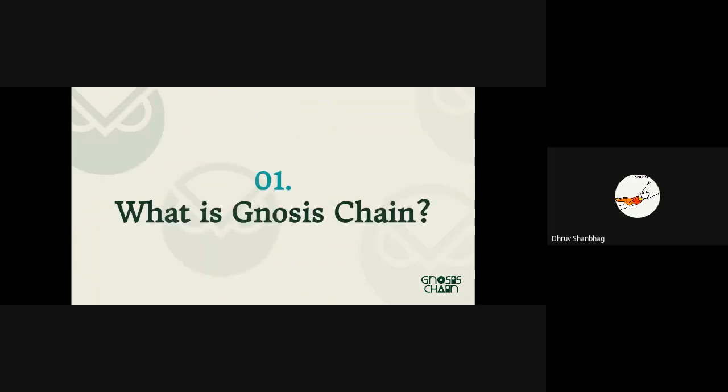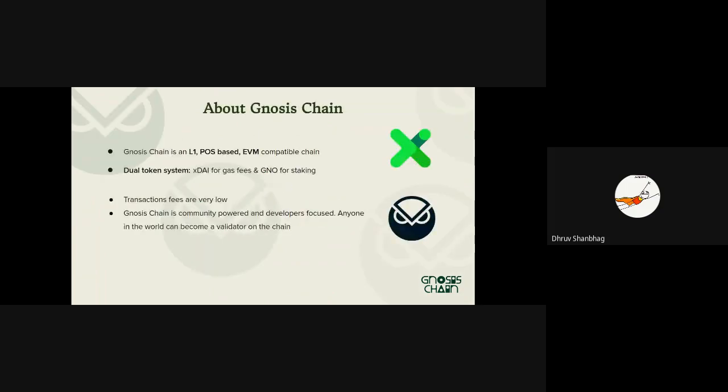What is Gnosis Chain? We are a level 1 proof of stake based, 100% EVM compatible chain, and we have a very unique dual token system. We use XDAI, which is a stable coin, for our gas fees, and GNO tokens as coins for validators staking to participate in chain transactions. One of the most noteworthy things about us is that our transaction fees are super, super low. With a couple of dollars, you can process hundreds of transactions, and if you compare that to, say, Bitcoin or Ethereum, you're basically losing your crypto wallet just in gas fees.